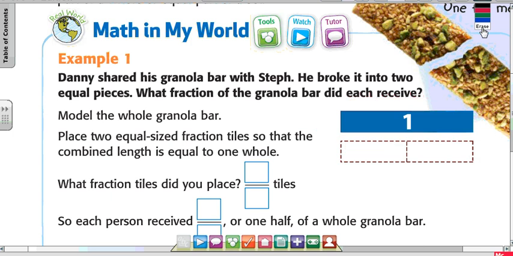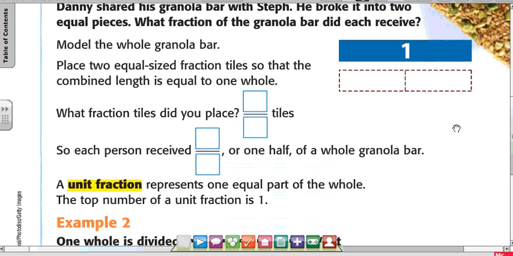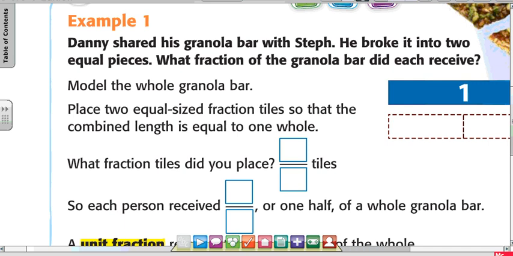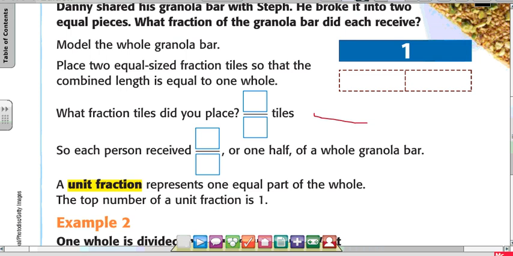It says the fraction tiles, what fraction tiles did you place? There are two tiles, right? How many sections are there all together? 2. And he gave one of those sections to Stefan. So each person is going to receive a half.